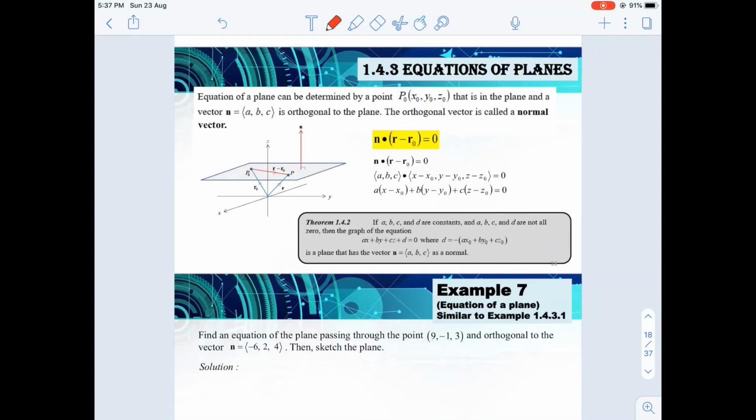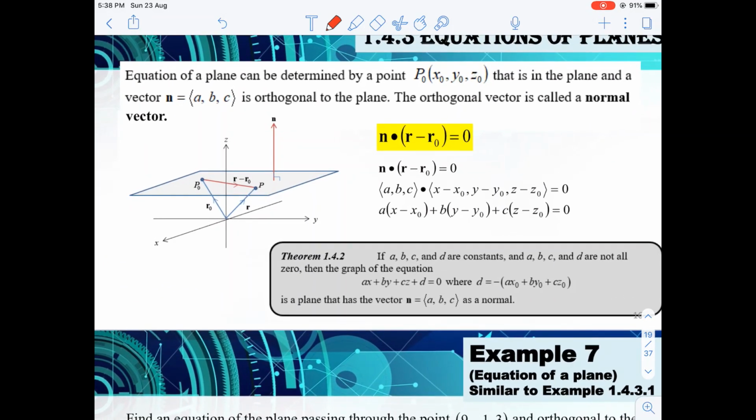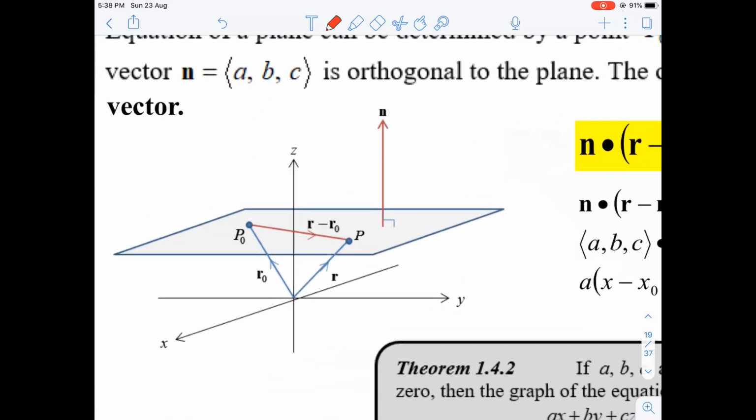Hi everyone. This is the second part of subtopic 1.4. In this part 2 video, I will explain about the equations of planes. So let's take a look at this figure.